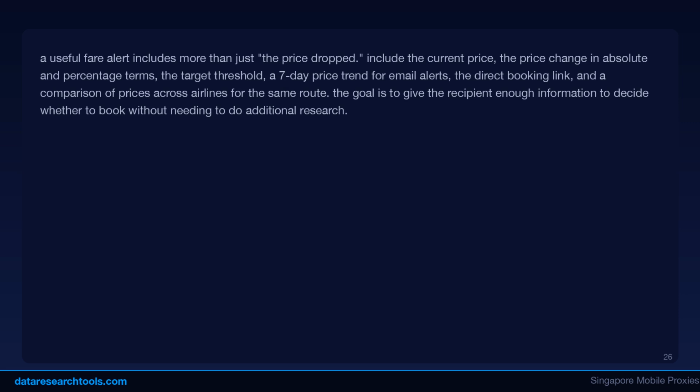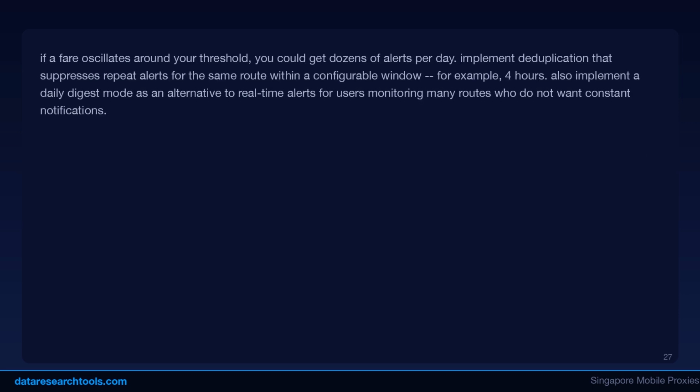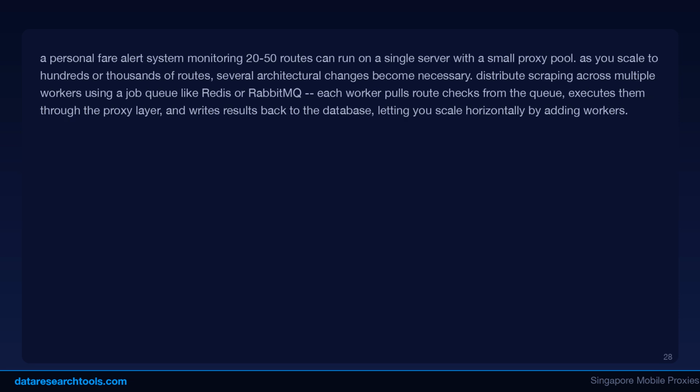If a fare oscillates around your threshold, you could get dozens of alerts per day. Implement deduplication that suppresses repeat alerts for the same route within a configurable window, for example, 4 hours. Also implement a daily digest mode as an alternative to real-time alerts for users monitoring many routes who do not want constant notifications. A personal fare alert system monitoring 20-50 routes can run on a single server with a small proxy pool. As you scale to hundreds or thousands of routes, several architectural changes become necessary.